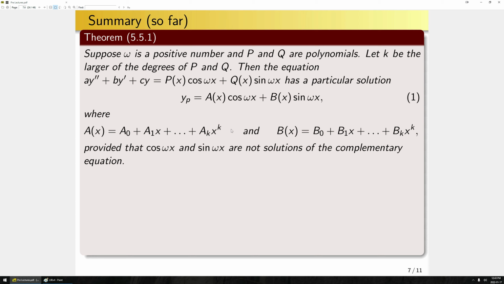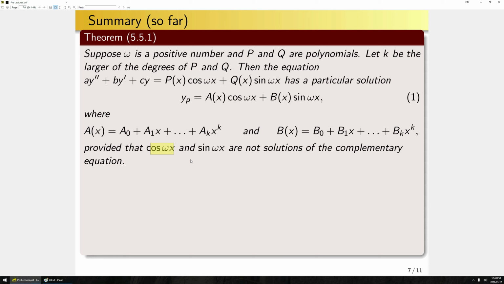So generally speaking, you only need to check one of these, because if sine of omega x is a solution, then cosine of omega x is, and vice versa. That really comes from the previous work that we did with solving these differential equations. In that third case, where we had complementary pairs of complex roots, if one solves it, the other one has to as well.